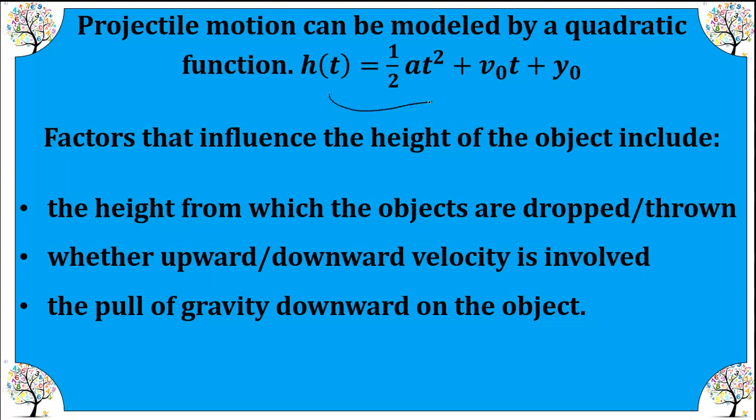Here's the quadratic formula, but let's not jot this one down yet. I will let you know when you need to write the formulas. But the factors that influence the height of an object is the height from which it was dropped, whether upward or downward velocity is involved, and then the pull of gravity.